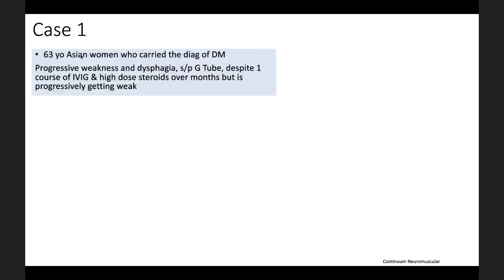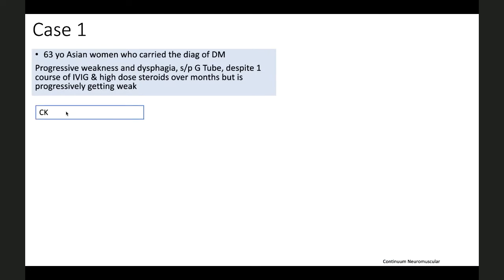So case one, this particular patient, she is 63 years old. She came to the clinic with a diagnosis of dermatomyositis. She was treated with IVIG. She was on high-dose steroids, but despite all this, she was having progressive weakness and dysphagia. So we know that dermatomyositis, if we treat the patient, it's very responsive. So she came up with this presentation and the diagnosis.